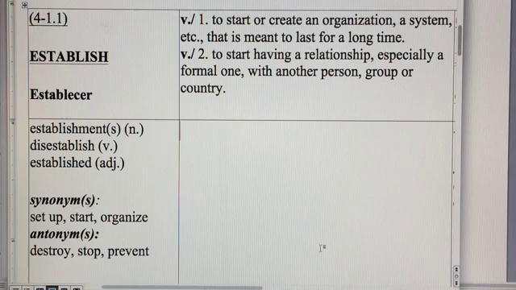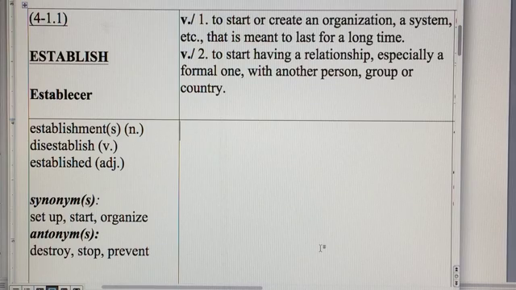Your synonyms are to set up, to start, or to organize. But again, with established, the denotation is that it lasts a long time. Your intention is that it lasts a long time. And the antonyms are destroy, stop, and to prevent. So that is your academic word of the day for level 1.